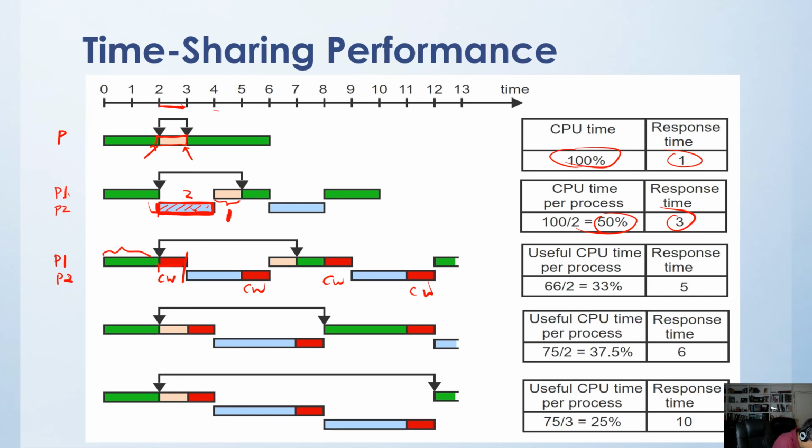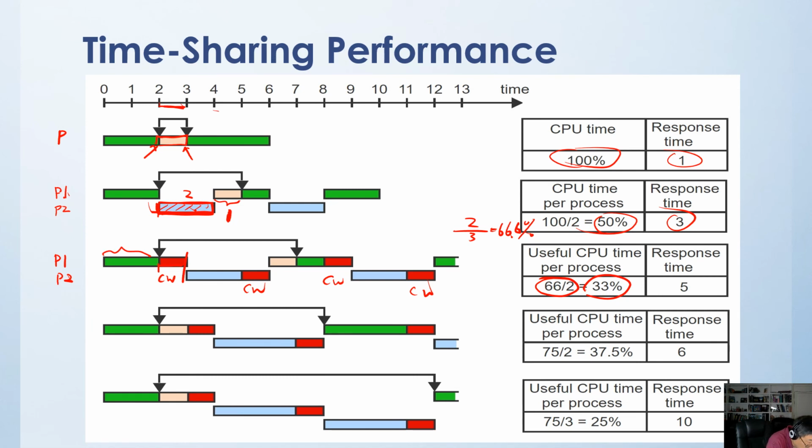So that means pretty much 1/3 of the CPU time is wasted on context switching. So the useful CPU time is reduced to 2/3, which is about 66%. Now, this useful CPU time has to be divided between P1 and P2. So P2 only gets 66 divided by 2. That's only 33% of the CPU time.